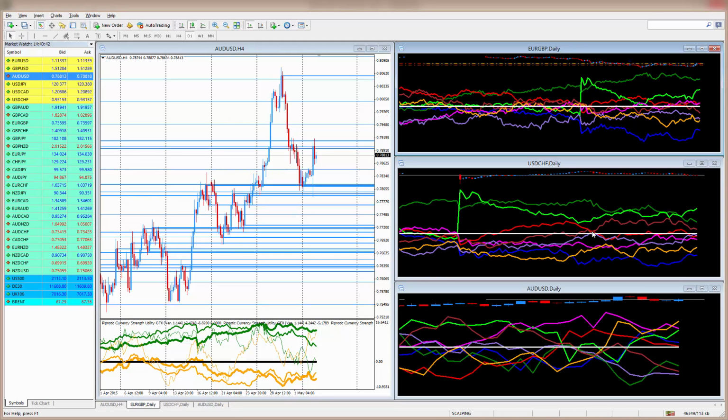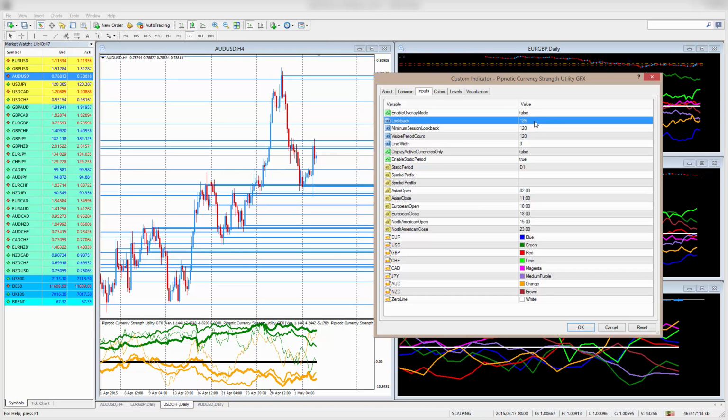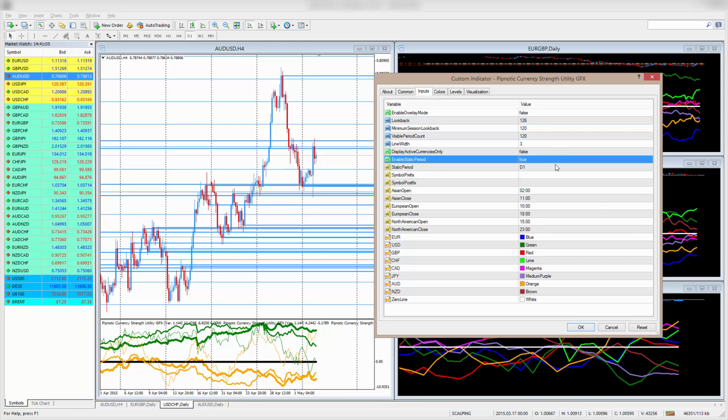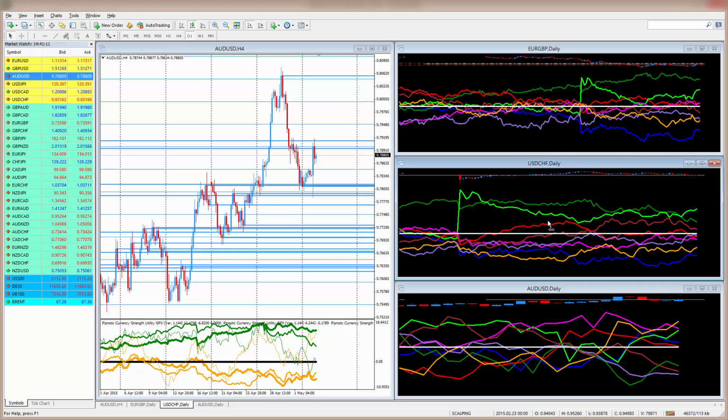The middle window, or the medium-term currency strength information, is set to a 126 period look back, so 126 days back. I have a visible period count of 120 so that I can space these out just a little bit and see the minor details in the swings up and the swings down. And I've of course set the enable static period to true, and the static period is again D1, or daily information.